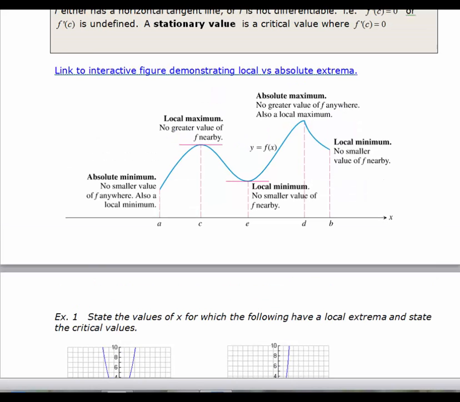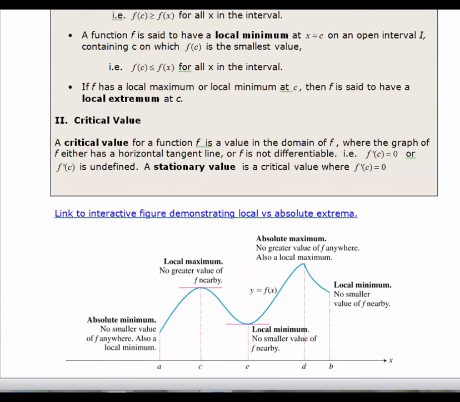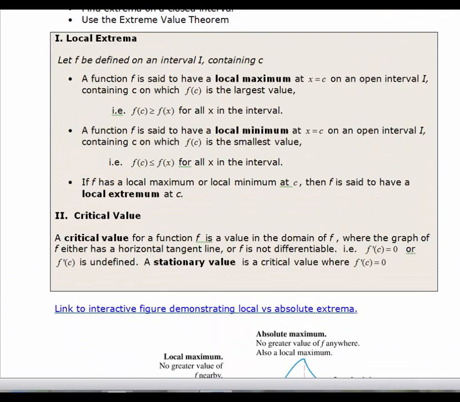We're going to look up here at these definitions. The definition of a local max at some value c is basically when f of c is the largest value in an interval. And the local min is when f of c is less than f of x for all x in an interval. Local maxes and local mins come under this general category of local extremum.